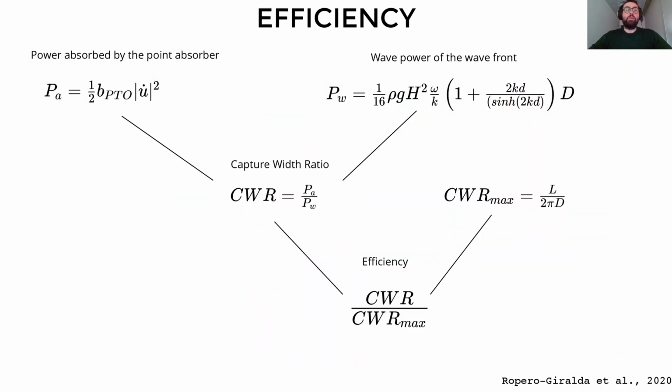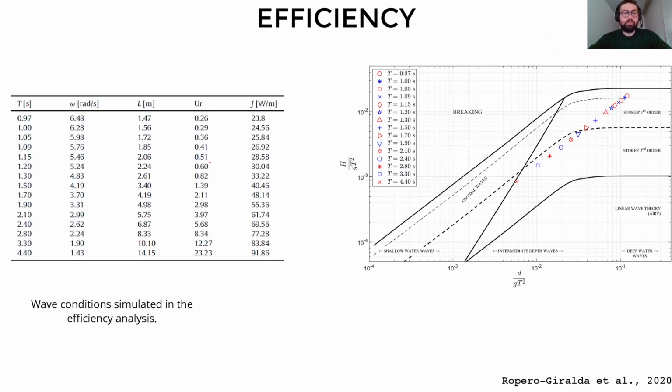With the validated model, we performed an efficiency analysis. In this slide, I reported the main quantities that we need to perform such analysis. So, for example, here you can see the wave power of the wavefront and the power absorbed by a PTO system. This way we can define the capture width ratio and then the efficiency.